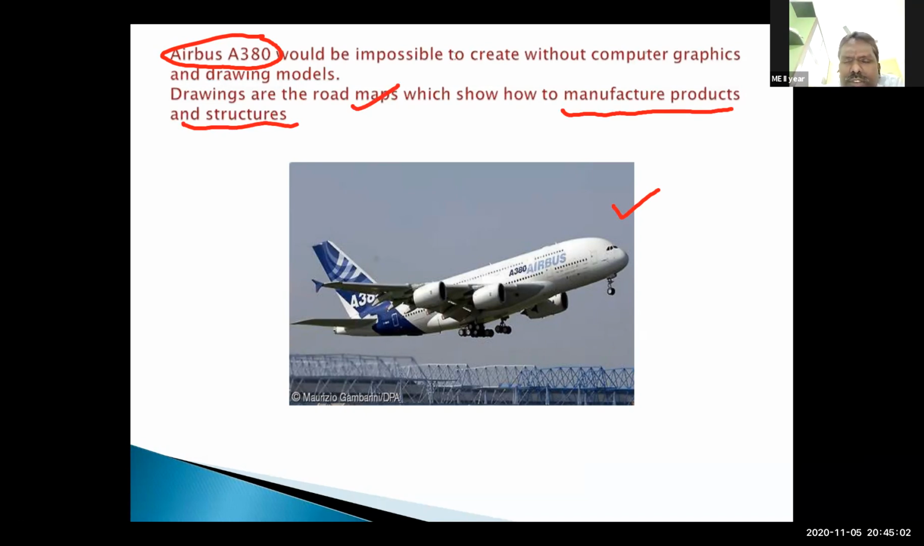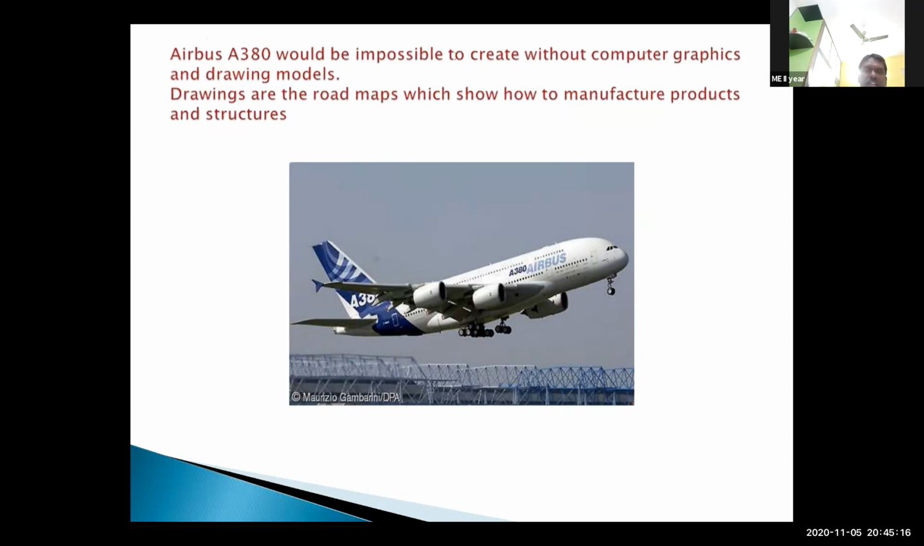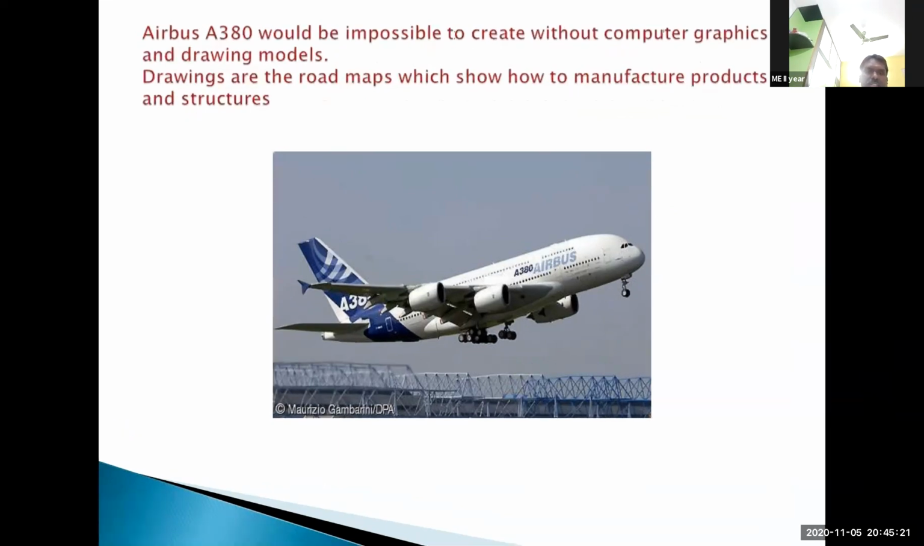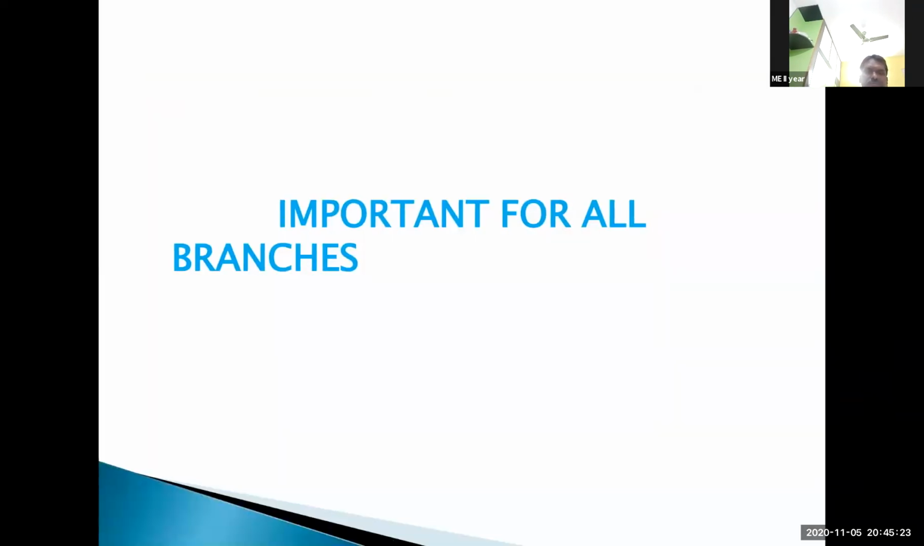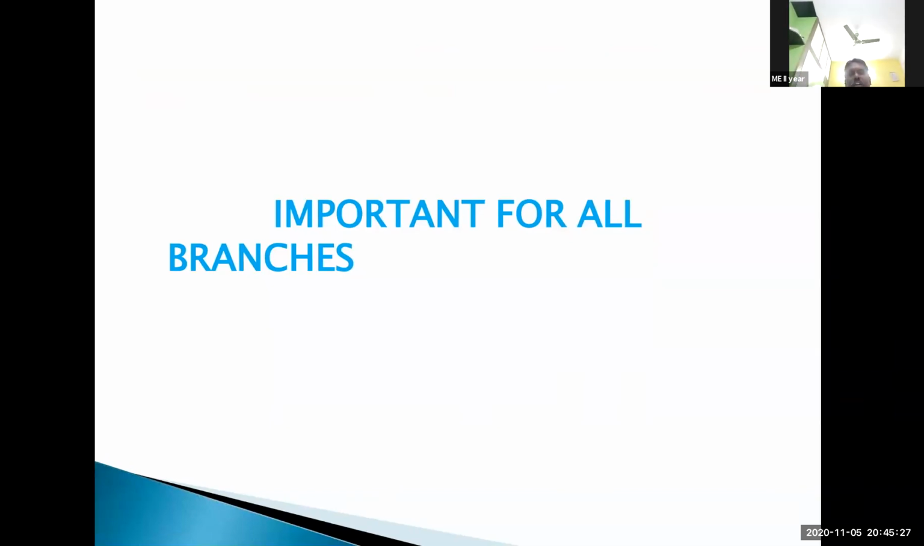With the help of computer graphics, we develop the model of a flight, and based on that we analyze. After the analysis we go for the manufacturing. Here engineering drawing plays a vital role. So let us see the importance for all branches.